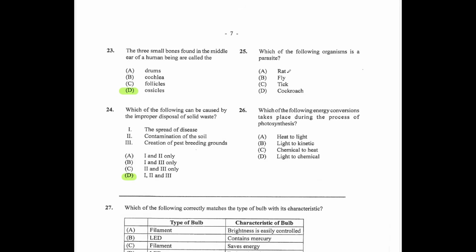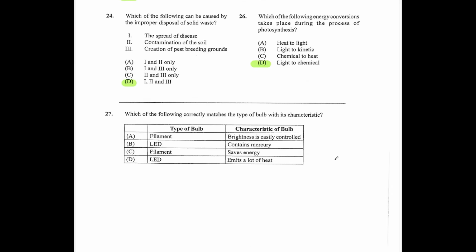25. Which of the following organisms is a parasite? We have a fly, a rat, a tick, a cockroach, and we are going with C, the tick. Question 26. Which of the following energy conversions takes place during the process of photosynthesis? We have light going to chemical, yes.